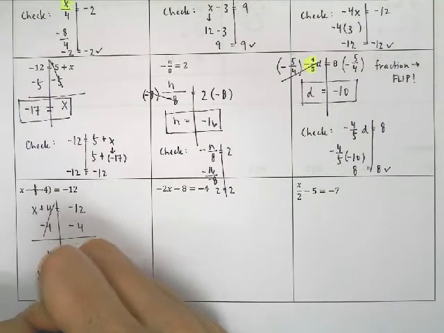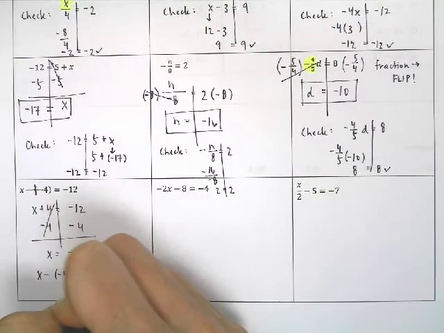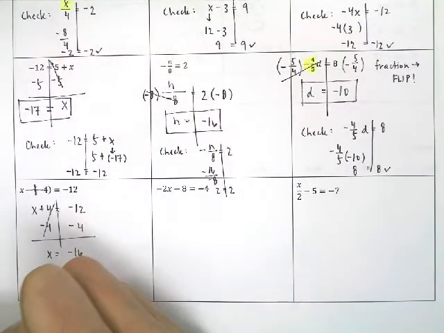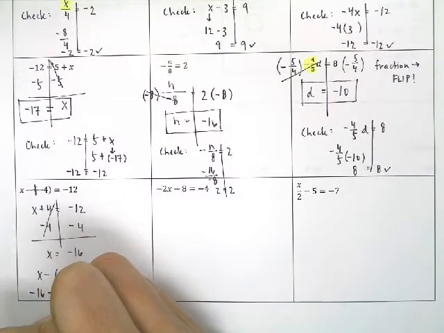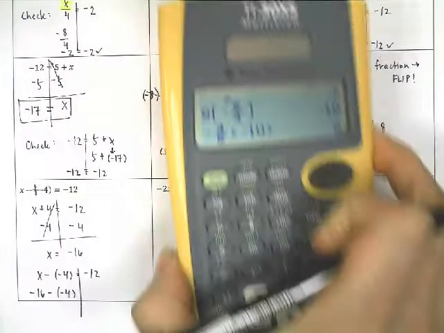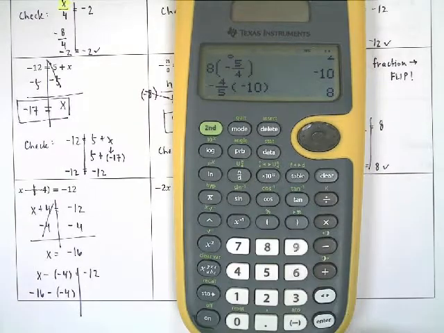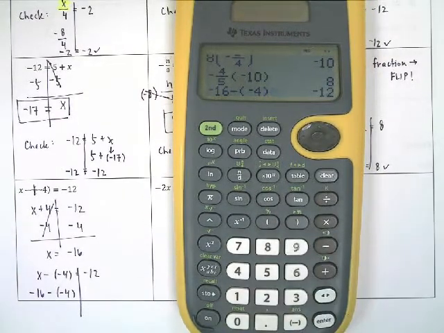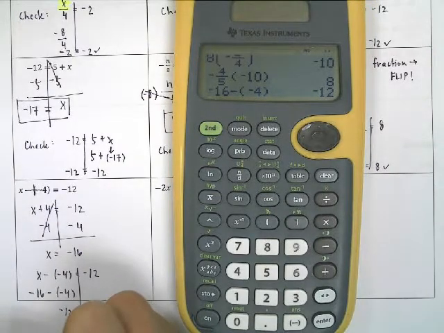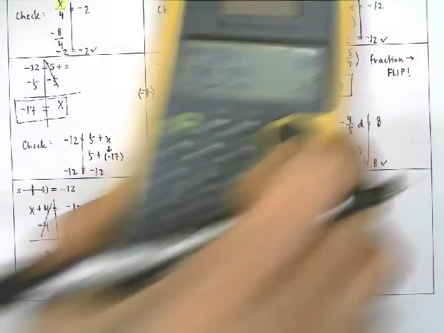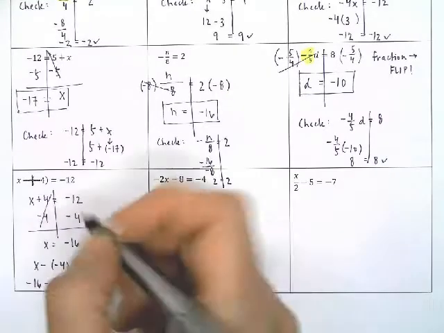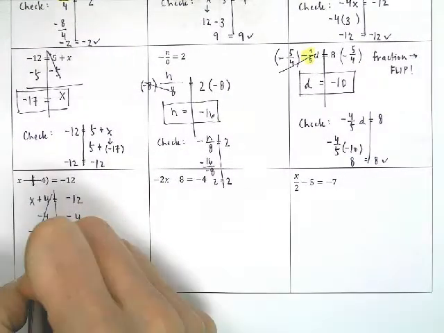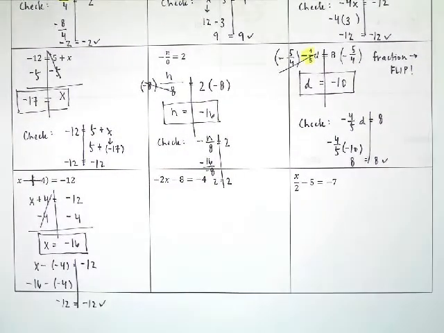Now if I were to plug that into my original, I would have negative 16 minus a negative 4. There's a lot of negatives, so I'm going to be sure to put this one in my calculator. And I get negative 12, which is what I wanted. So I know x equals negative 16 is my answer. So those were all different types of one steps. The last two are two steps, which is what we ended with on this semester.